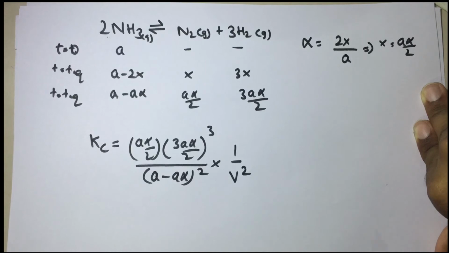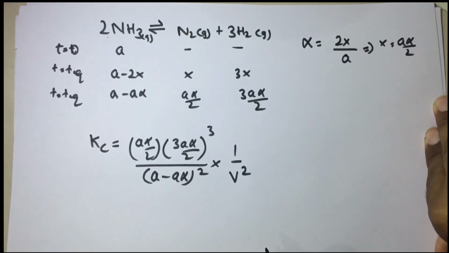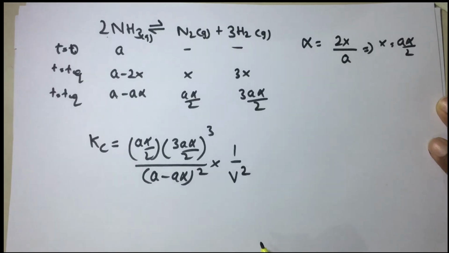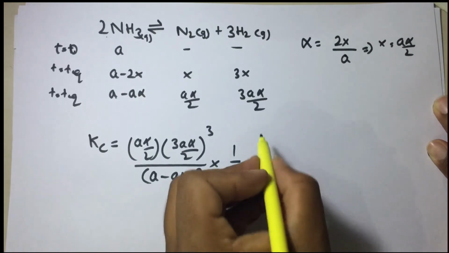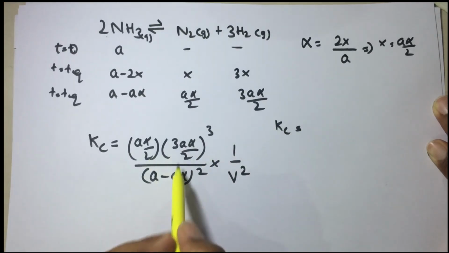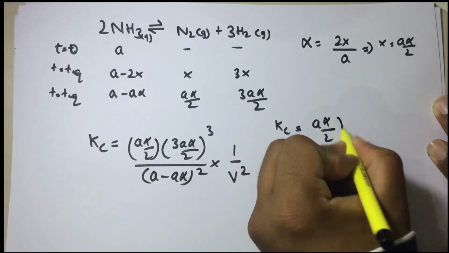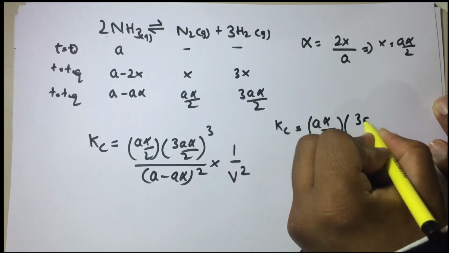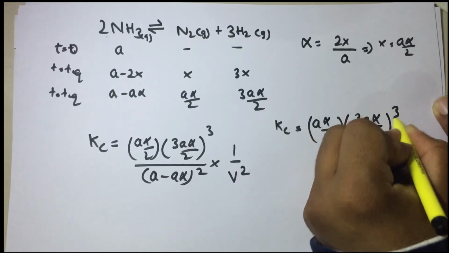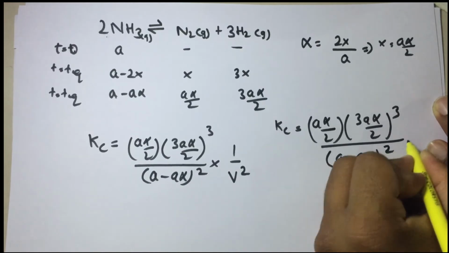Now we will write Kp for this equation. If we write Kp correctly, then our Kp will not have initial concentration term. In Kp also we can write easily the number of moles like Kc. It is A alpha by 2 multiplied by 3A alpha by 2 whole to the power 3, divided by A minus A alpha to the power 2.